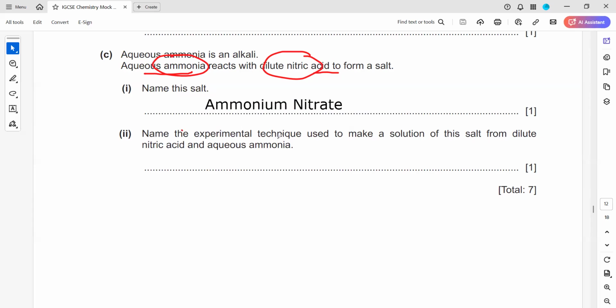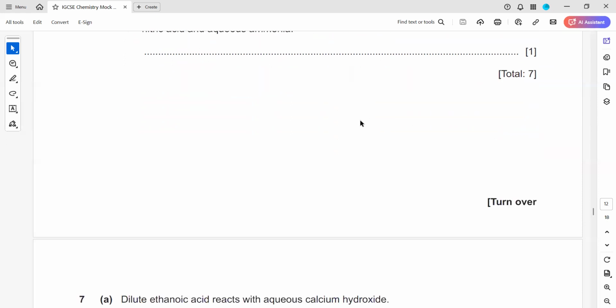Name the experimental technique used to make a solution of this salt from a dilute acid and aqueous ammonia. The acid is already aqueous and the ammonia is also aqueous. Whenever an aqueous acid and alkali are mixed, what do we call this technique? We call it titration. Titration is a technique in which two solutions, one acid and one alkaline, are mixed, and we identify how much acid reacted with the alkali to produce a salt. In which chapter is titration? It is in the topic acids, alkalis and salts. Also acid, base, salt. Yeah, the last chapter as well.